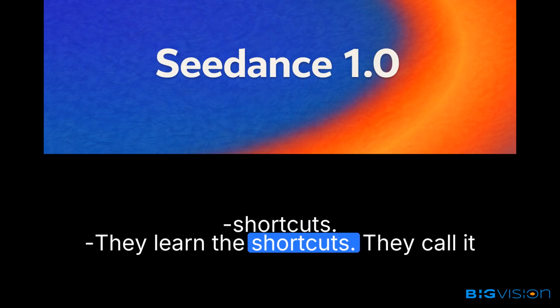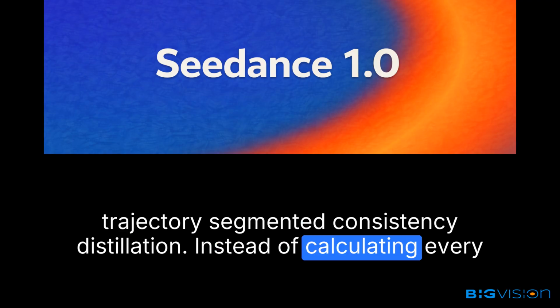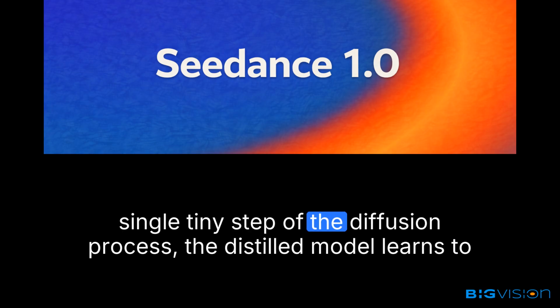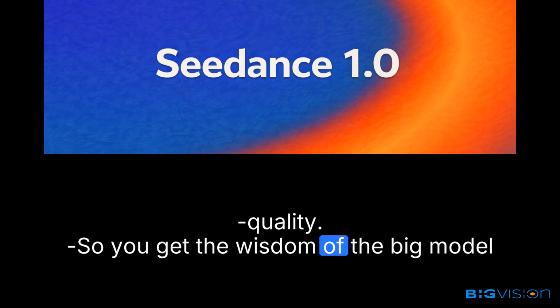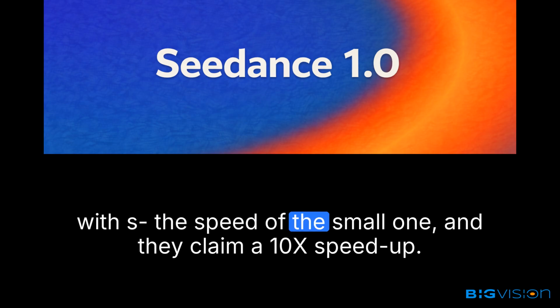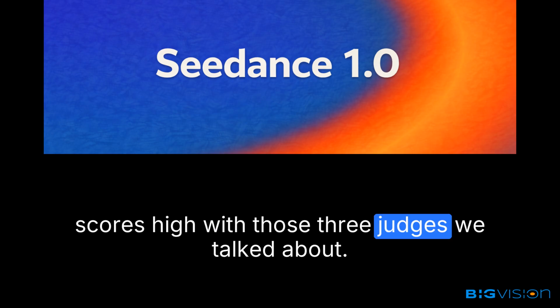They learn the shortcuts. They call it trajectory segmented consistency distillation. Instead of calculating every single tiny step of the diffusion process, the distilled model learns to jump from step 1 to step 10 to step 100, all while maintaining the quality. So you get the wisdom of the big model, with the speed of the small one. And they claim a 10x speed up. A 10x inference speed up. And crucially, without making the model dumber, it still scores high with those 3 judges we talked about.